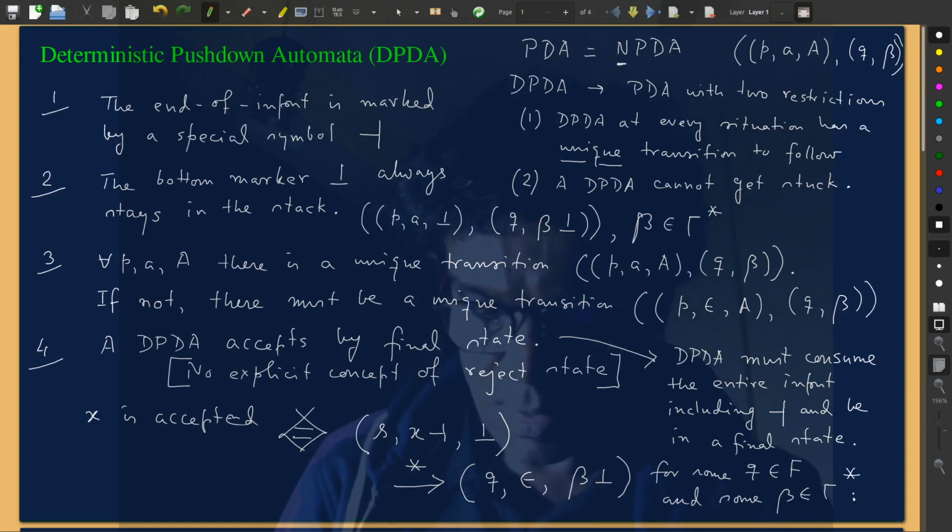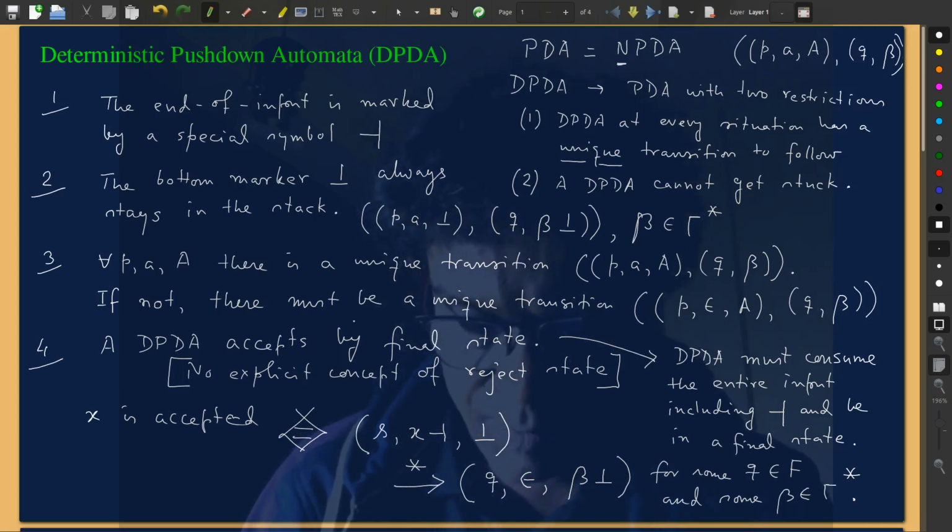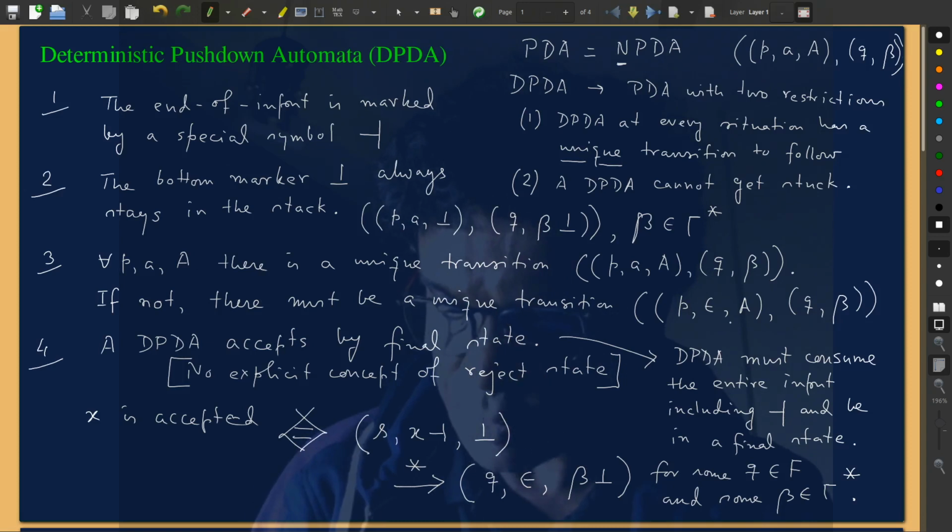So with these modifications I can define a DPDA. This end of input marker is present from the beginning. The bottom marker should always be present. The stack need not be empty, it will never be empty, and therefore this beta need not be empty. There is a unique transition, and if nothing applies, there must be an epsilon transition of this form. And this acceptance is by final state.